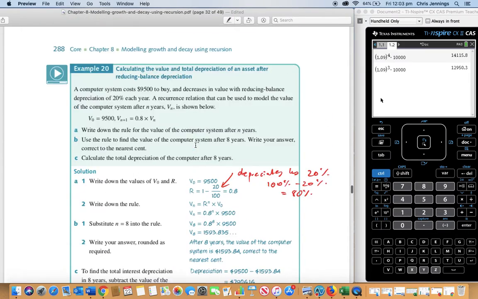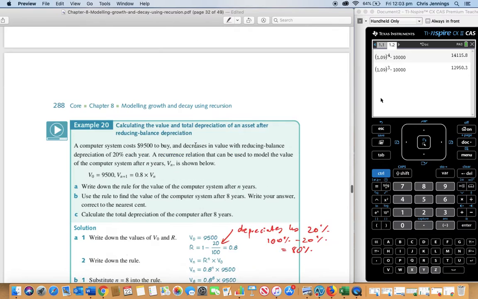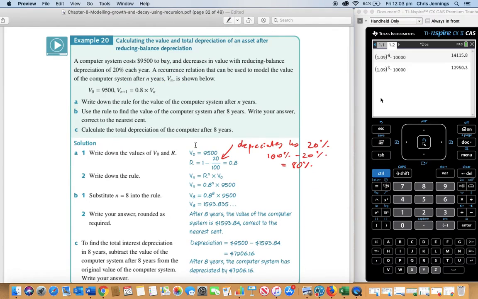And the opposite to growth is obviously decay. And with geometric depreciation here, it's called the reducing balance, which we've gone through a couple of times. And in this case, the number's less than 1, which means it's going to reduce, doesn't it?